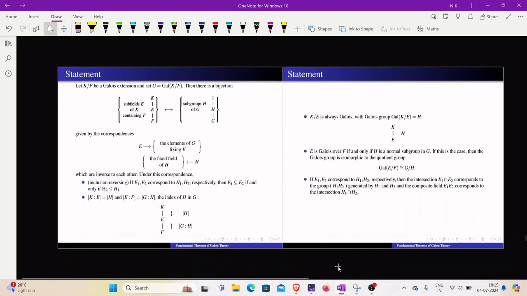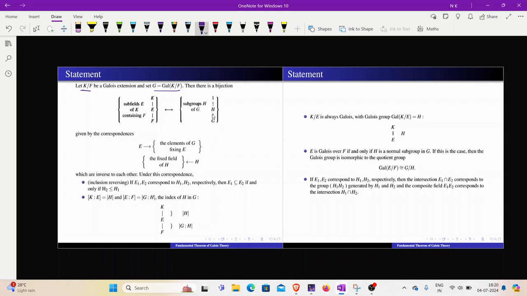Let K over F be a Galois extension and G be the Galois group of K over F. So K over F is a Galois extension and G is its Galois group. Then there is a bijection between subfields E of K containing F and subgroups of G containing identity.